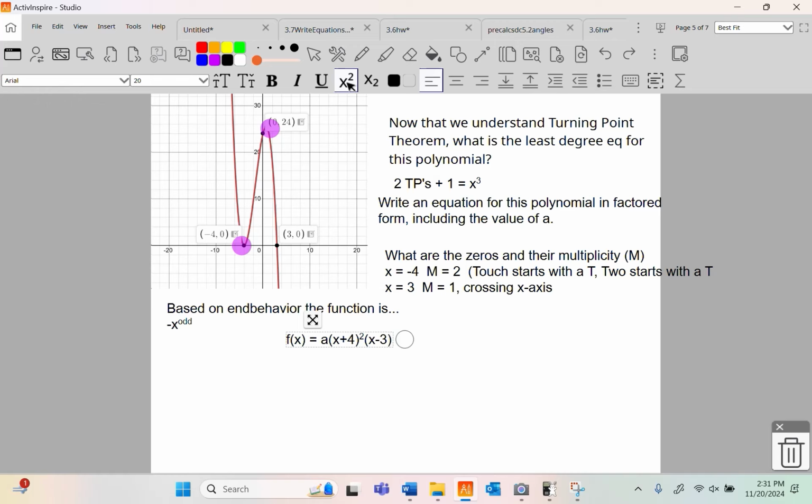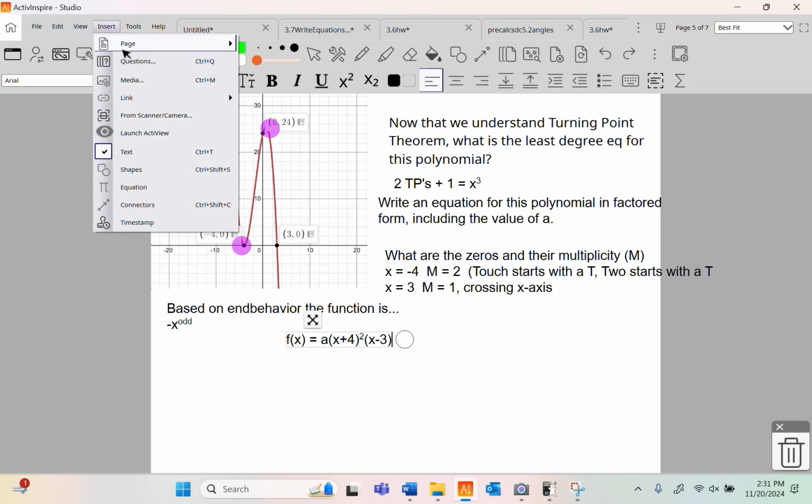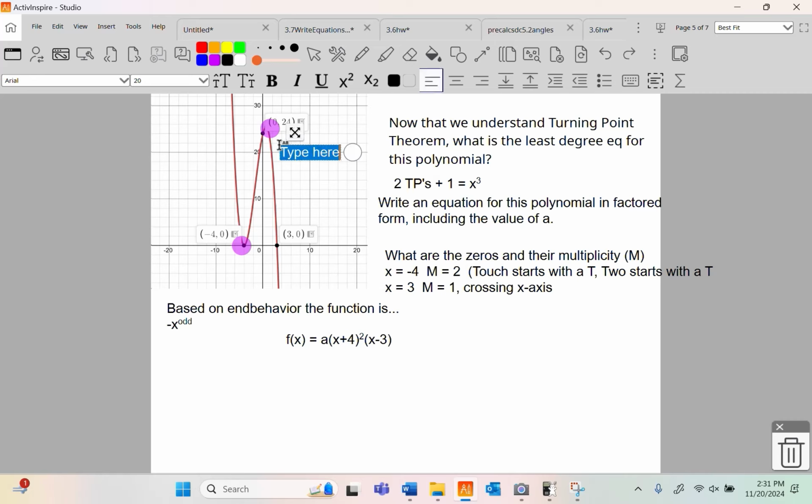Next move. I need to figure out what A is. Miley, what's f of x fancy for? Y, good. Make sure you guys know that. There's a point up there. What does every ordered pair give you? X and Y. That's always going to be true. If you have an ordered pair, you have an X and a Y. And what can you do with them? Plug them in. So f of x, according to Miley, is fancy for Y. She's right. What's it going to become? 24. And it must equal A times (0 plus 4) squared.